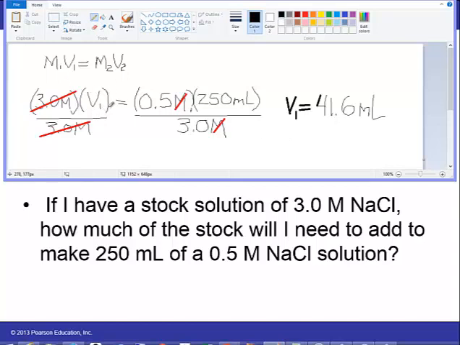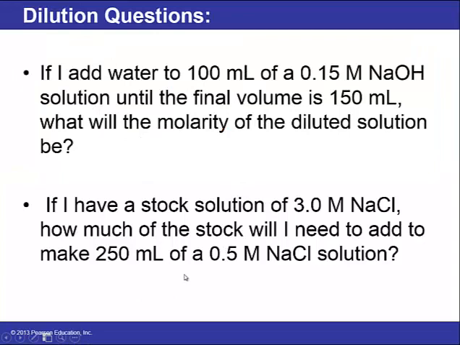We can see that this volume should be smaller than our final volume since we're doing a dilution again. The final volume has got to be higher than the initial volume to make a dilution, right? Because we have to add the solvent to the system. So we know if we add 41.6 mL of our stock 3 molar solution, it will dilute it to 0.5 molar in 250 mL. So those are dilution problems and some practice doing those.